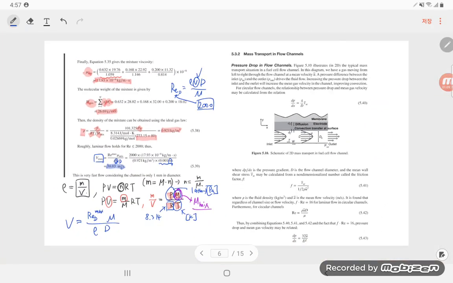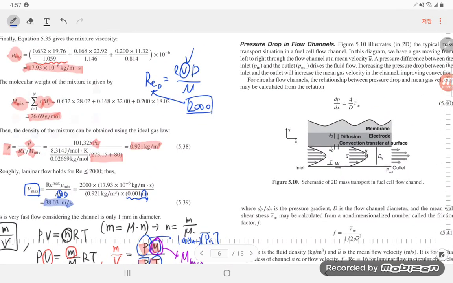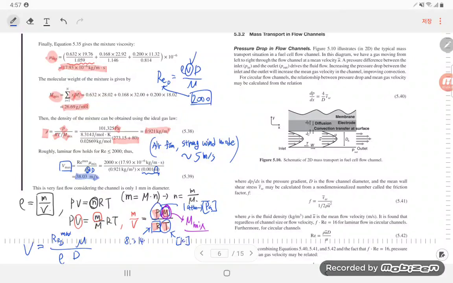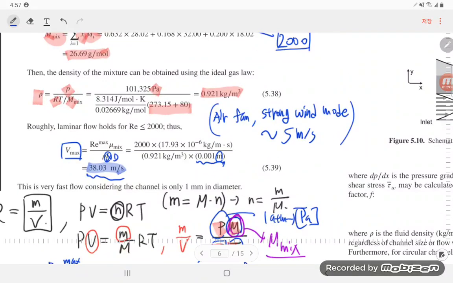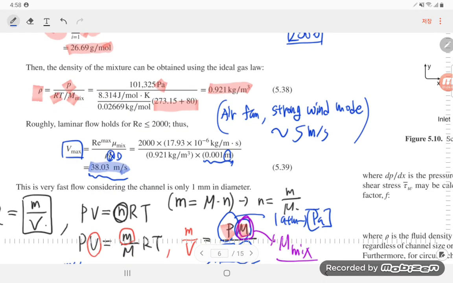Actually, if you find the other related materials, the air fan in the very strong wind mode is about 5 meter per second. So it is almost impossible to generate this velocity. It is higher than the typhoon.